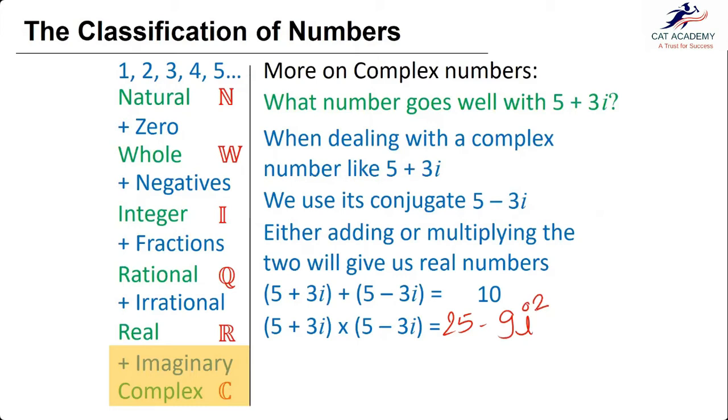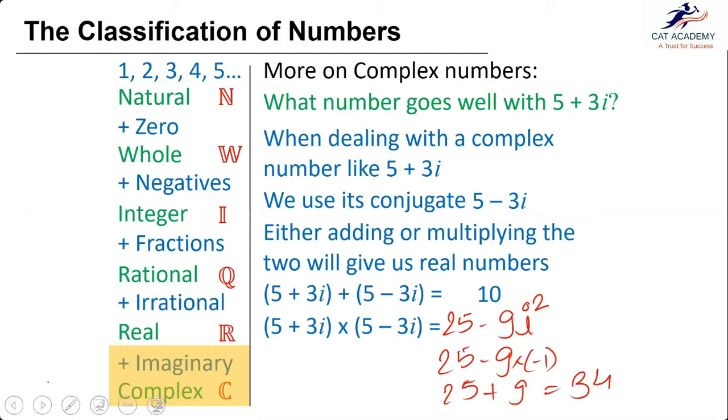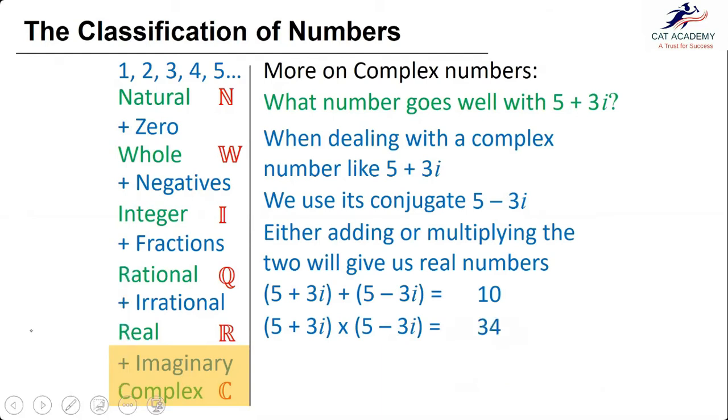What is the value of i square? i square is minus 1. So 25 minus 9 into minus 1. That's 25 plus 9. That is 34. Right? Correct?